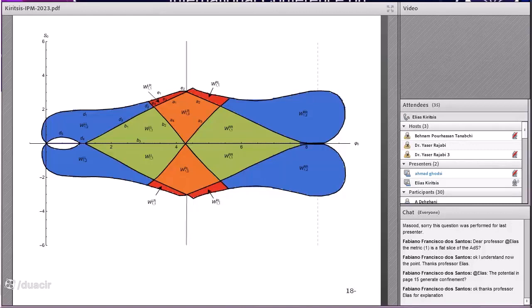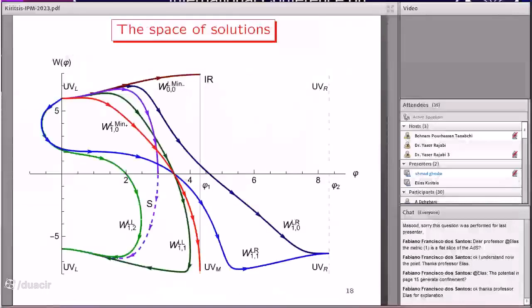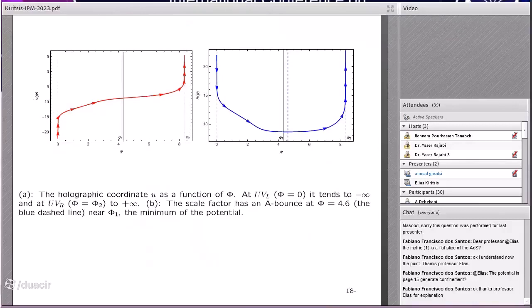So let me first look at this orange part. This is a set of solutions which, by reading these two numbers here, the first number says how many A bounces there are, and the second how many phi bounces. So this means a single A bounce. In fact, all our solutions have a single A bounce. You can see here A is always of this type. In one boundary, it starts at infinity, goes down to a minimum, and then goes back to infinity at the other boundary. All solutions are like this.